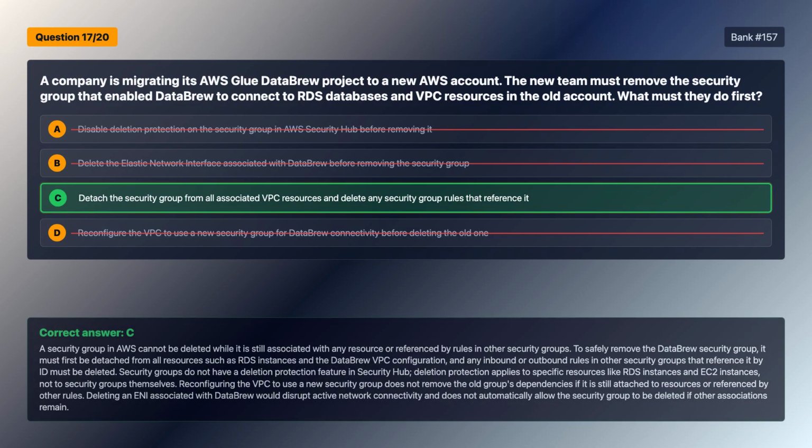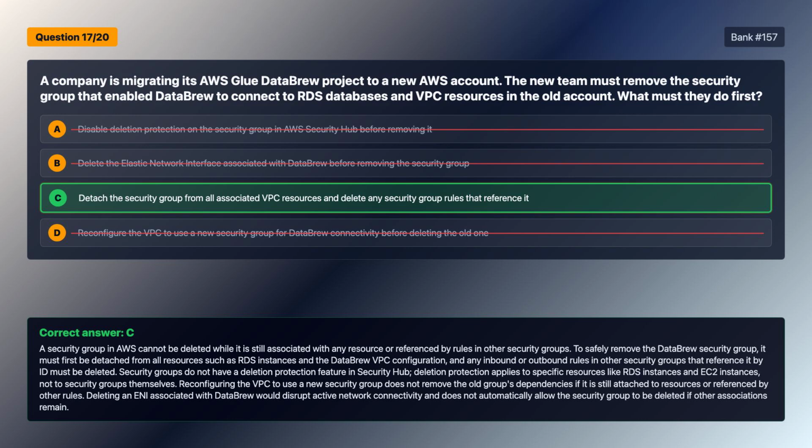The correct answer is option C. A security group in AWS cannot be deleted while it is still associated with any resource or referenced by rules in other security groups. To safely remove the Databrew security group, it must first be detached from all resources such as RDS instances and the Databrew VPC configuration, and any inbound or outbound rules in other security groups that reference it by ID must be deleted.